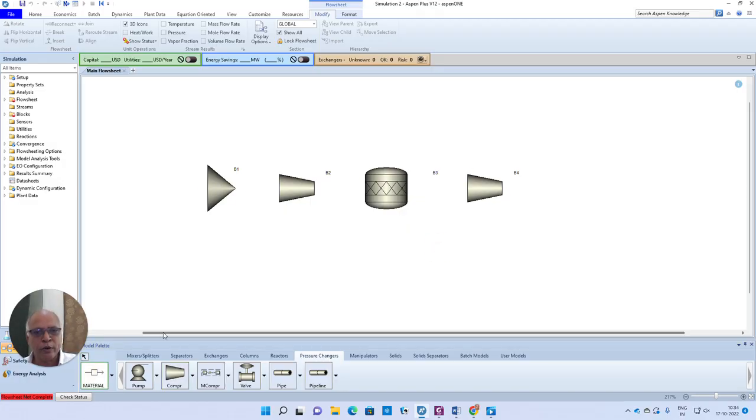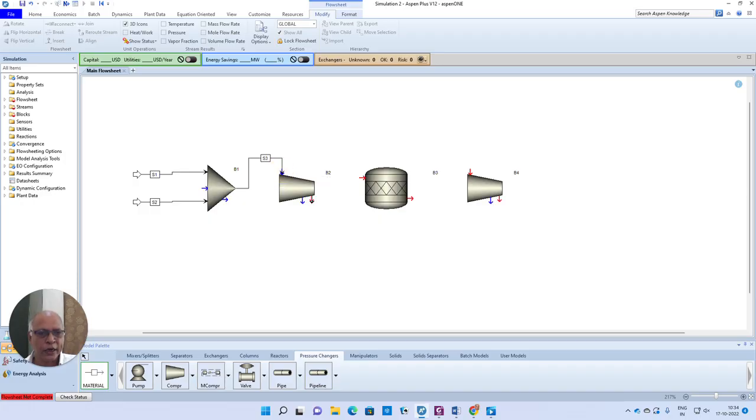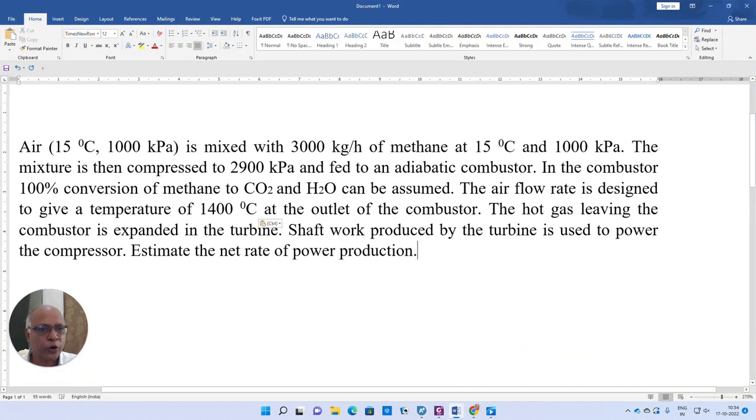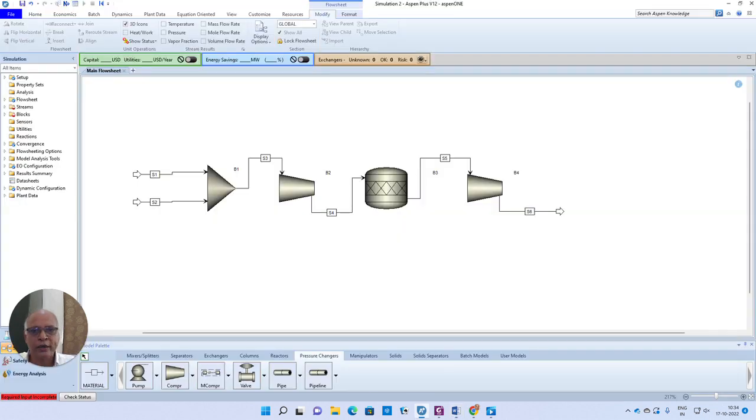Okay. Now let me connect the input and output streams. So let us say this is the methane or fuel, and air, entering into a compressor, wherein it is compressed to about 2900 kilopascals. And the exit of the combustor is sent into a turbine. Did I miss anything from the problem statement? Right. So you can go back and try to define the process.